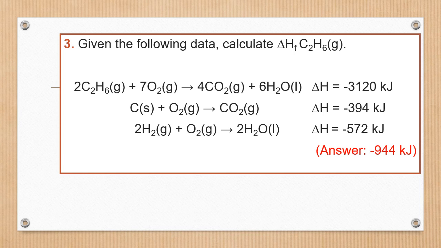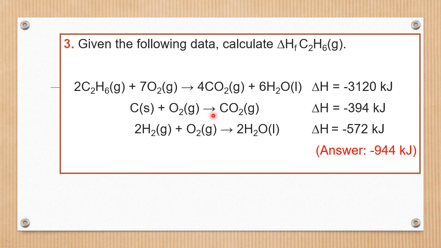The question is, given the following data, calculate the enthalpy of formation of ethane. So you are given 3 equations over here. The first equation, we cannot say that it is the equation of combustion because the compound that is being combusted is not 1 mole. Look here. If we want to say this is the equation of combustion for enthalpy of combustion, this one must be 1 mole. So this is just a regular equation.